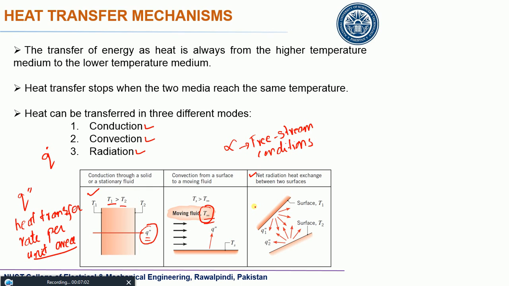Human body, everybody emits radiation, everybody absorbs radiation. So these are two capabilities of each and every body.